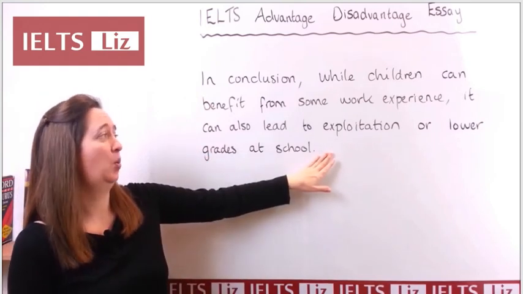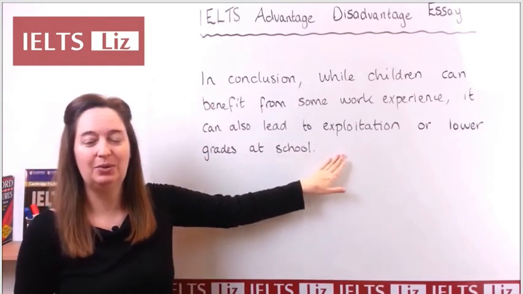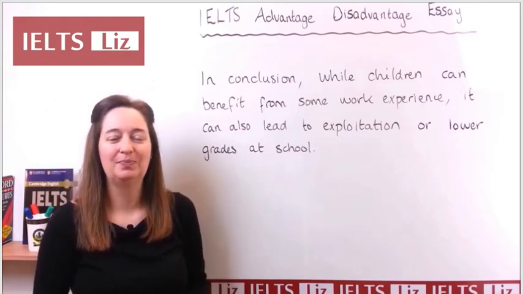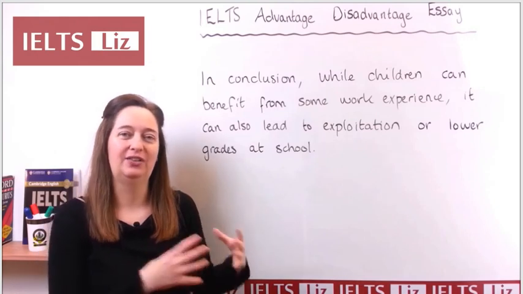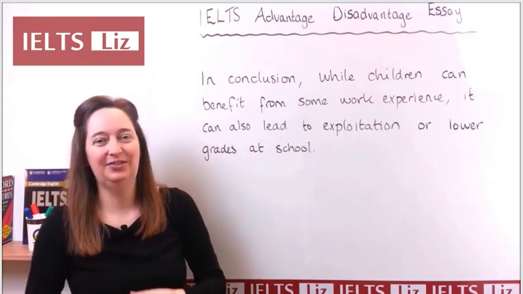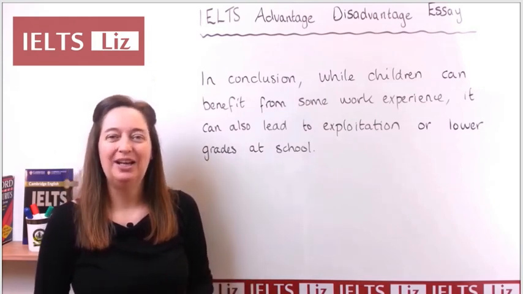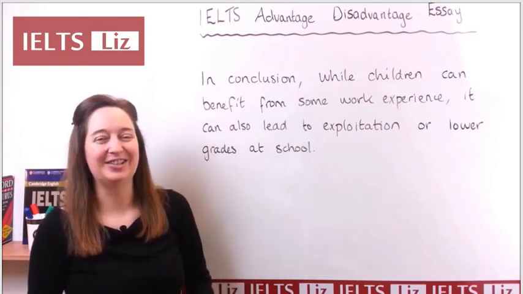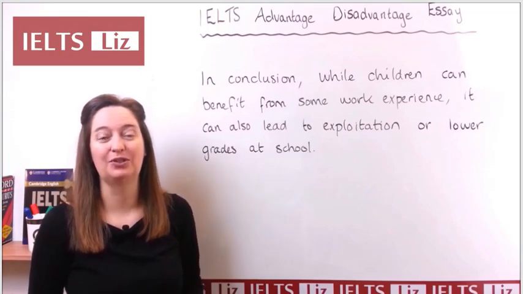What you can see is quite a short conclusion. There's only one sentence, and again, that's fine. There's no need to give more. So that is the essay for the advantages and disadvantages. Now it's time to move on to the essay of the advantages outweighing the disadvantages, which is much more difficult to write.